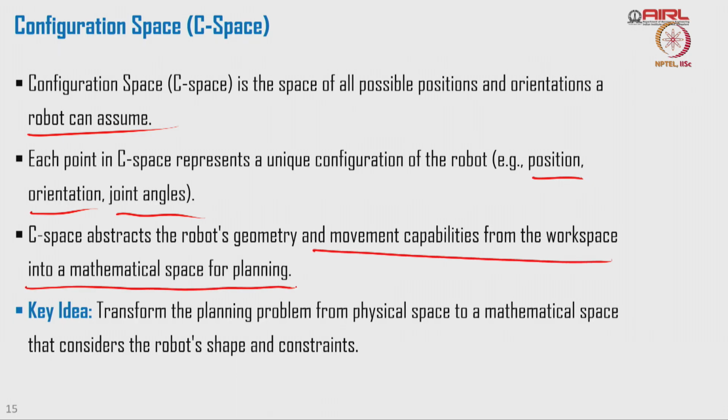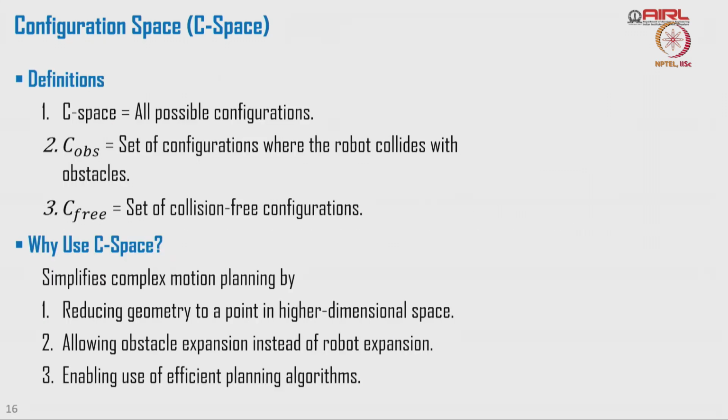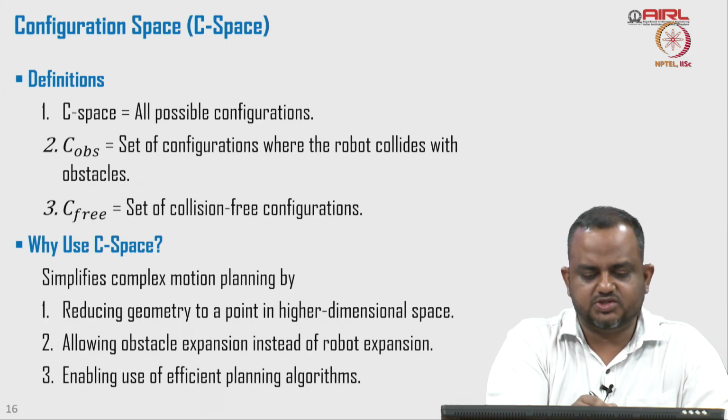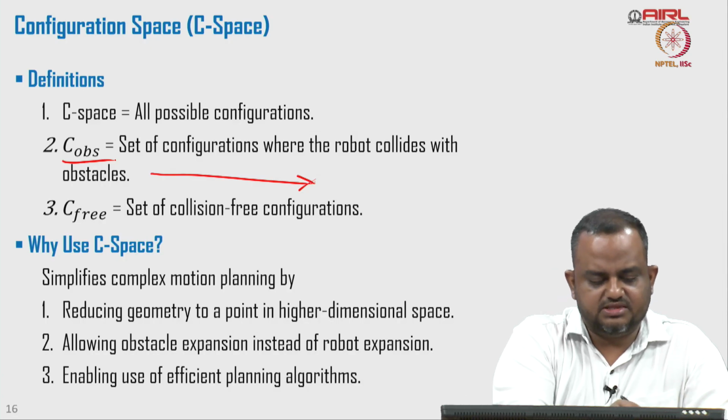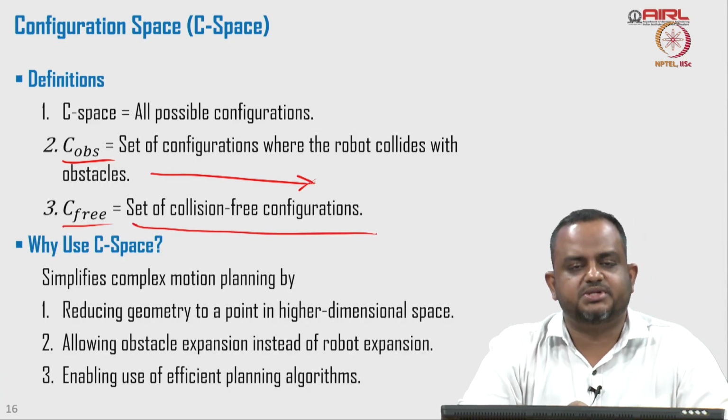So, the key idea is that it transforms the planning problem from a physical space, what we see, to a mathematical space that considers the constraints from the drone or robot side. Configuration space shows all the possible configurations, what is happening inside the space. A set of configurations where the robot collides with obstacles is given by this particular set. This particular set gives the set of collision free configurations.